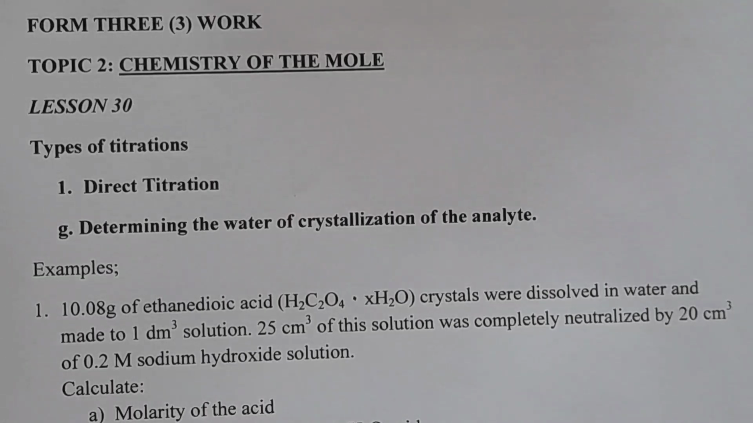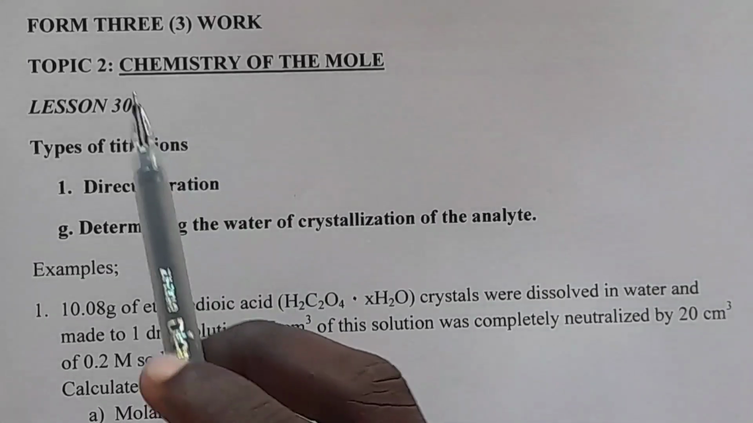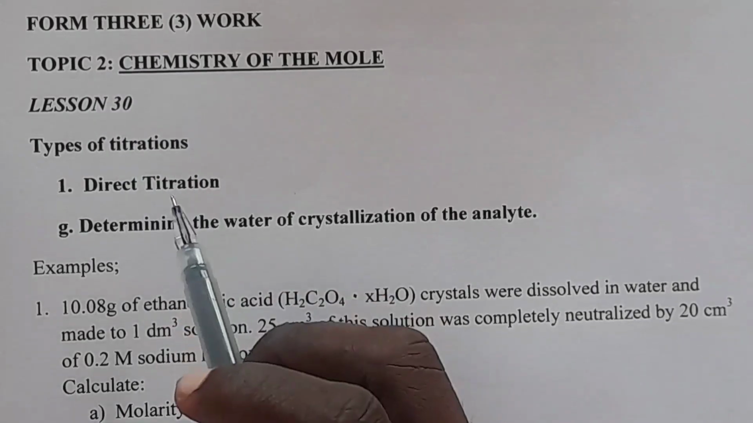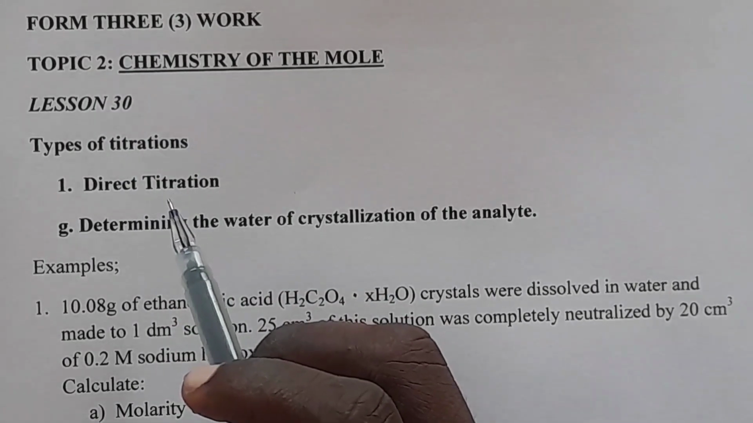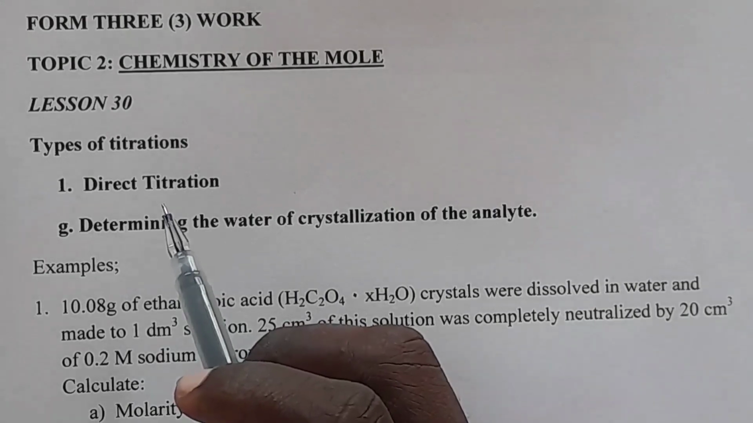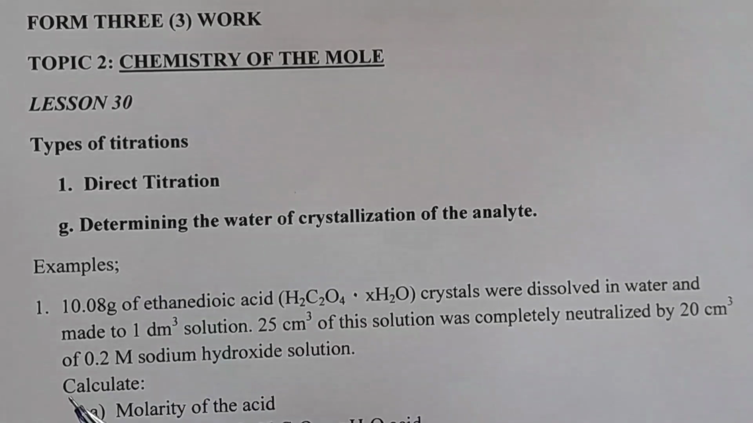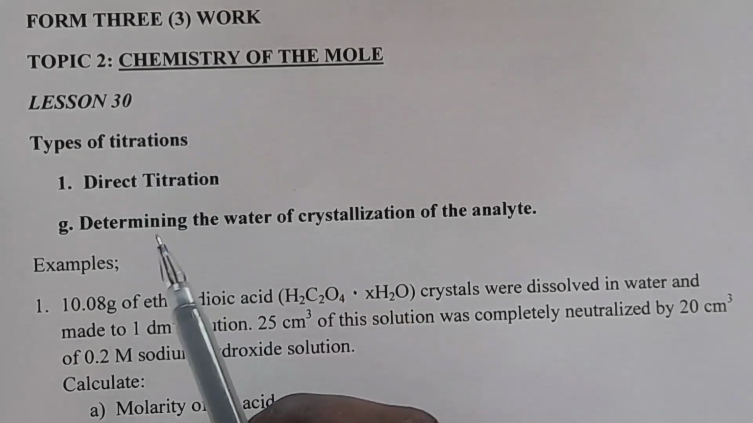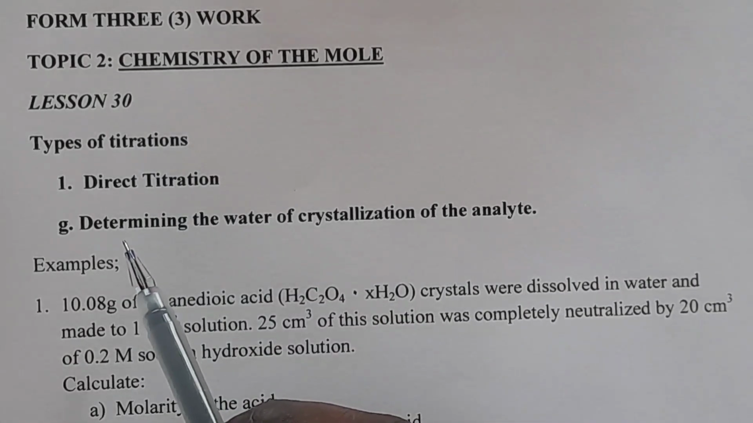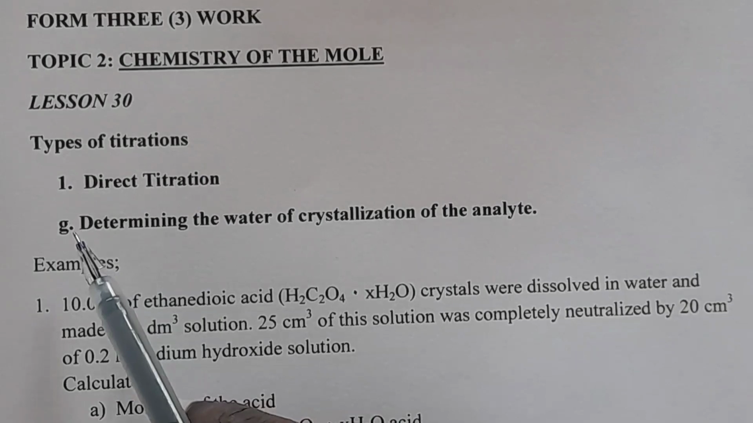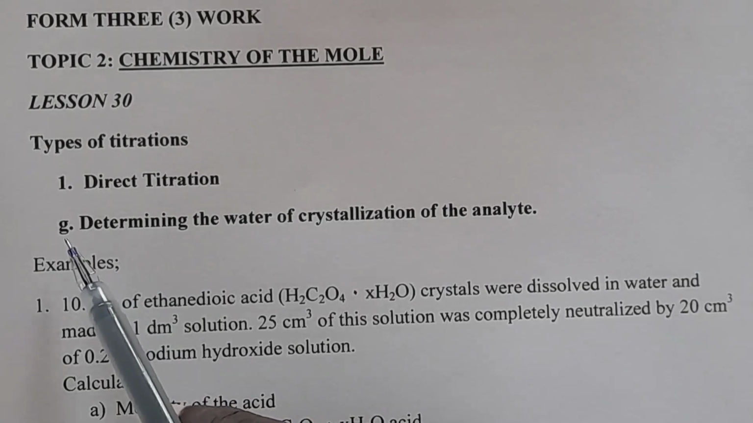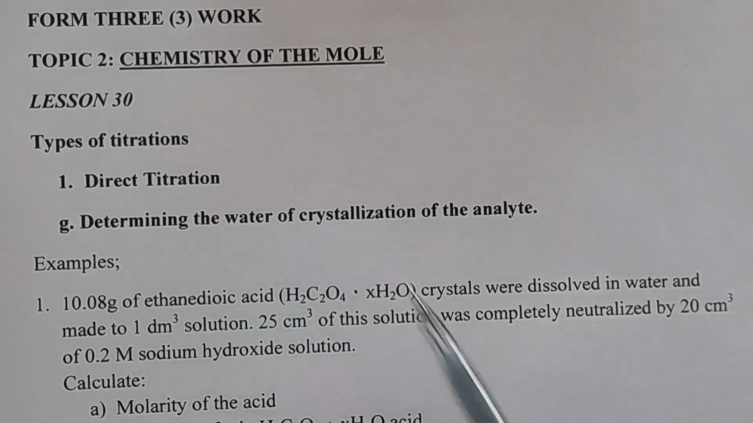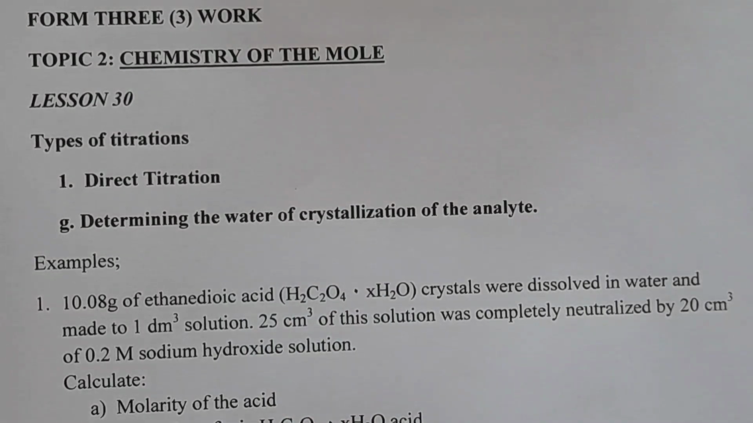Hello students, welcome. Previously, in lesson 29, Form 3 Topic 2, we were dealing with the sixth aim of direct titration, which was determining the percentage purity of the analyte. So today, lesson 30, we are going to the last aim of direct titration, which is Roman G, or aim number 7, that is determining the water of crystallization of the analyte.